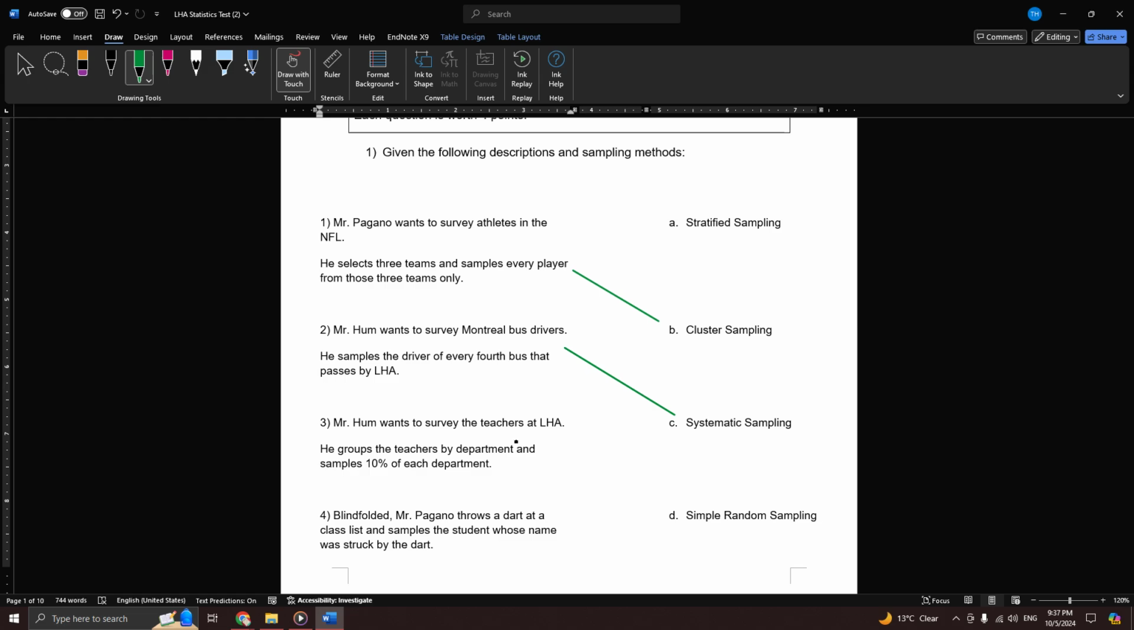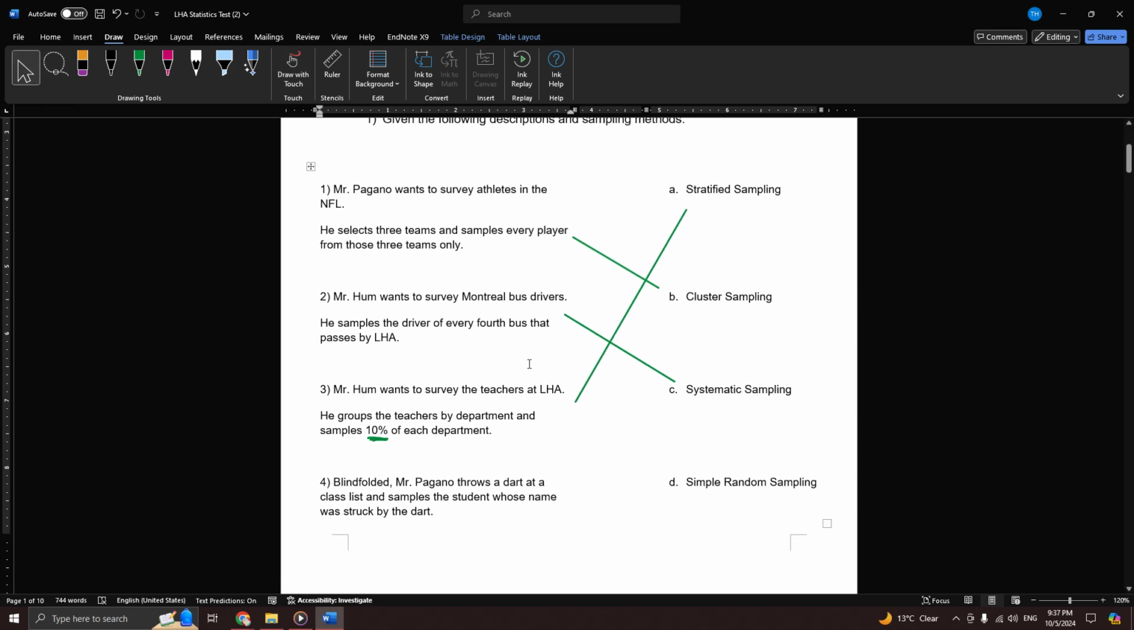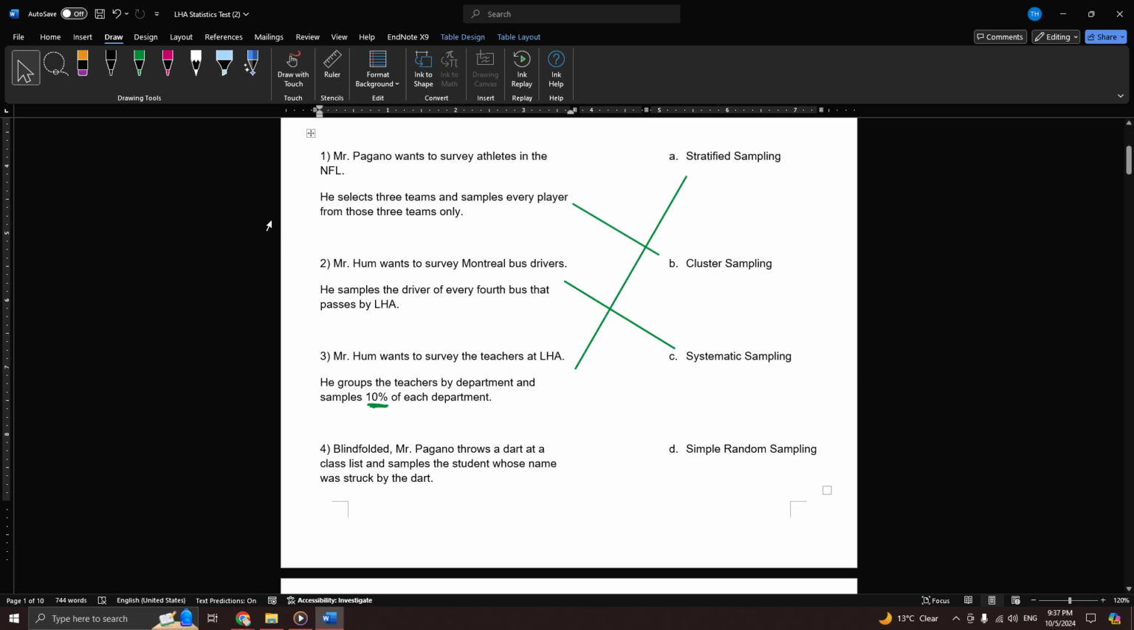What's going to be interesting to notice is because I'm sampling 10% of each department, the proportions in my original population are going to be maintained in my sample. Okay, so that's going to remind you of stratified sampling. It's going to be kind of like when we did that question with the Sec 1, Sec 2, Sec 3, Sec 4, and 5s in the quiz. All right, that's just the idea. If, for example, 50% of my population was in the math department, then 50% of my sample should be in the math department as well. All right, that's the main idea.